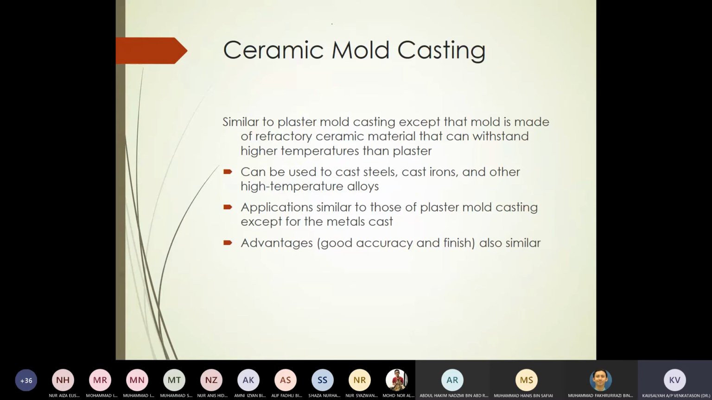Ceramic mold casting. This is similar to plaster mold casting, except that the mold is made out of refractory ceramic material that can withstand higher temperatures than plaster. It can be used to cast steels, cast irons, and other higher temperature alloys. The application is similar to plaster mold except for the metal cast. So the advantages are also similar.